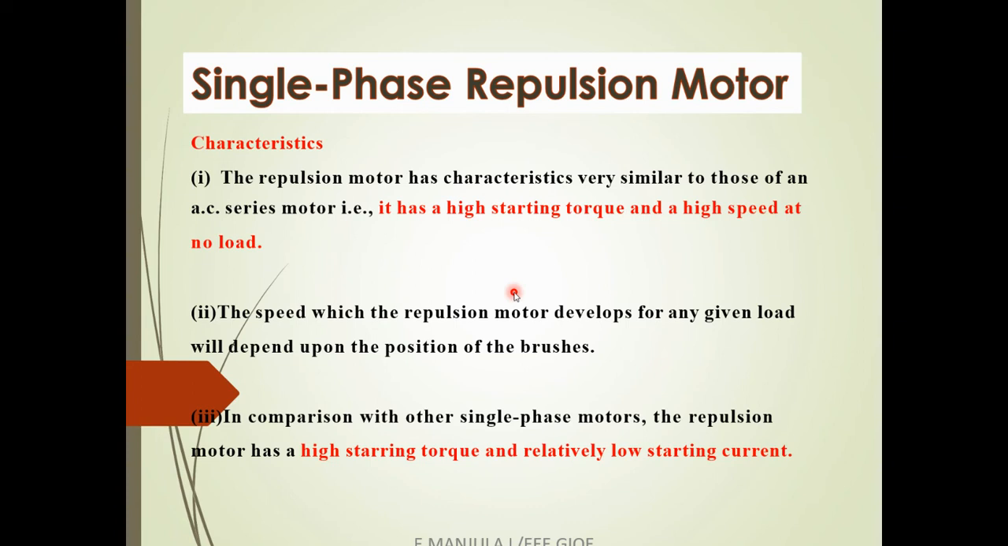So, what are the characteristics? The repulsion motor has characteristics very similar to those of an AC series motor. That is, it has a high starting torque and high speeds at no load. And the speed the repulsion motor develops for any given load will depend upon the position of the brushes. In comparison with the other single phase motors, the repulsion motor has a high starting torque and relatively low starting current.